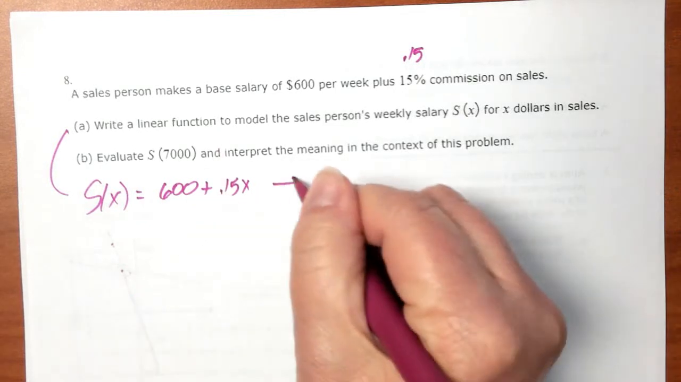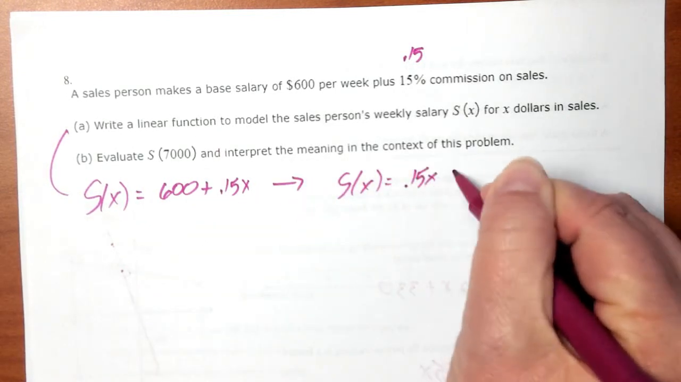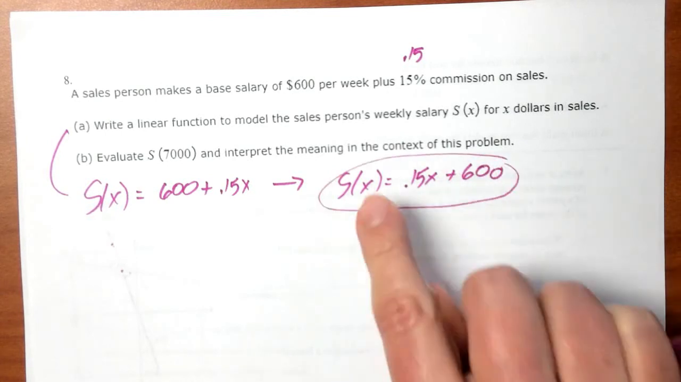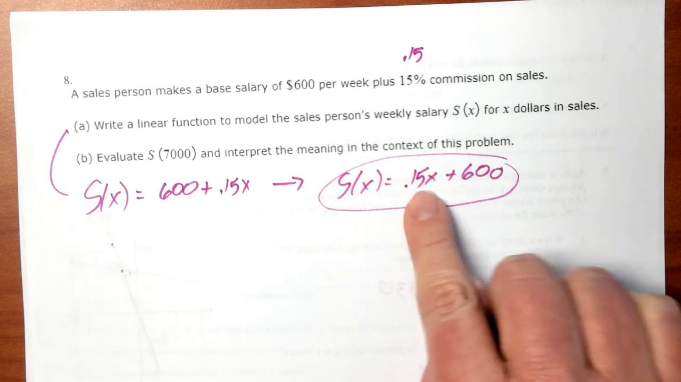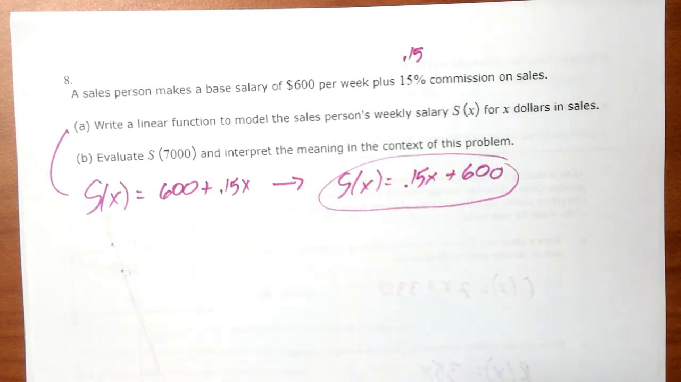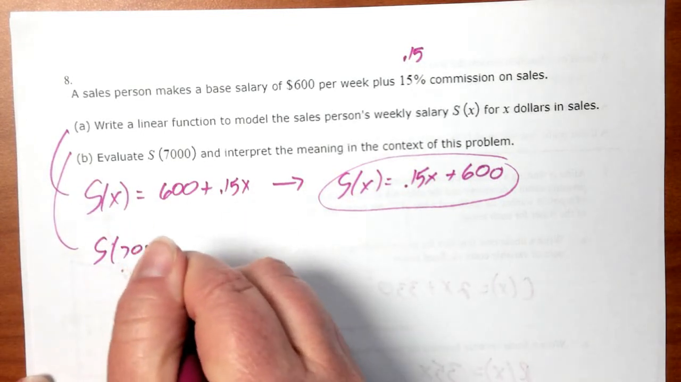It would probably be better to write it as 0.15x plus 600. And the reason that's a little bit better is it fits that y equals mx plus b format that we can tell is linear. So either way is okay. I think the second version is a little bit better. And then B, they want S of 7,000.